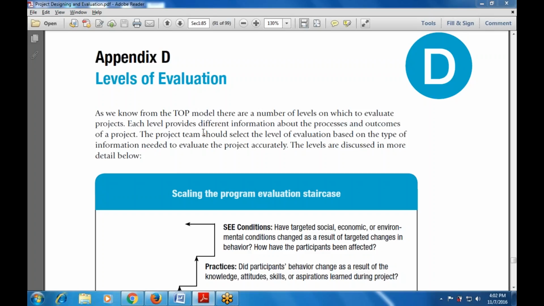The project team should also select the level of the evaluation based on the type of information needed to evaluate the project accurately. Now, what are the various levels of the evaluation in more detail? That is in Appendix D.